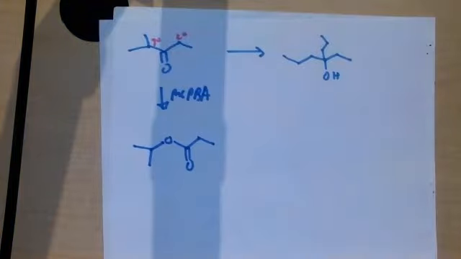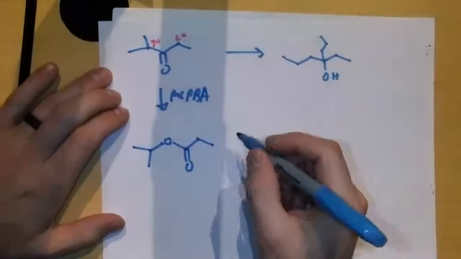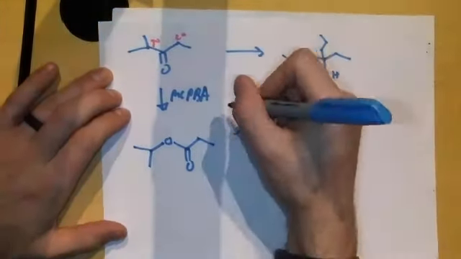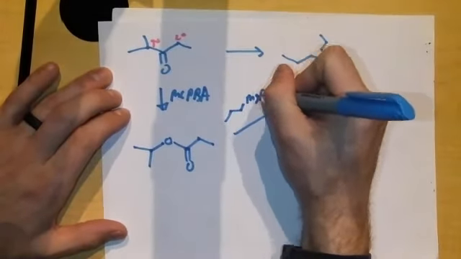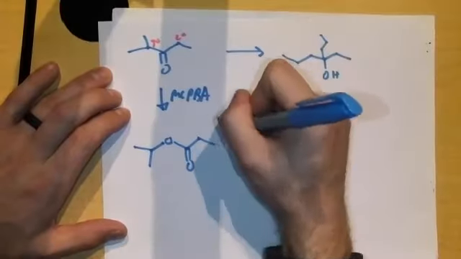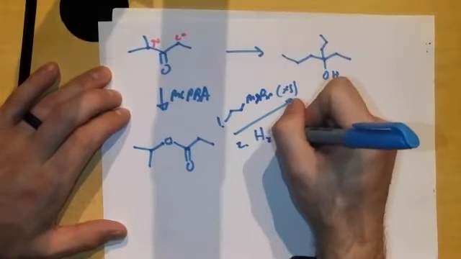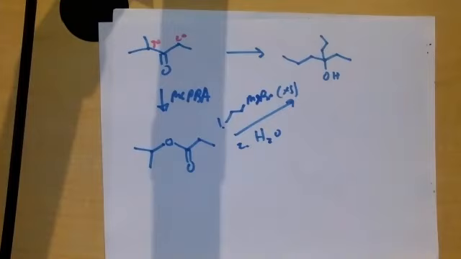And then from here, all you need to do is throw in propyl Grignard, and you're able to dialkylate to your final product.